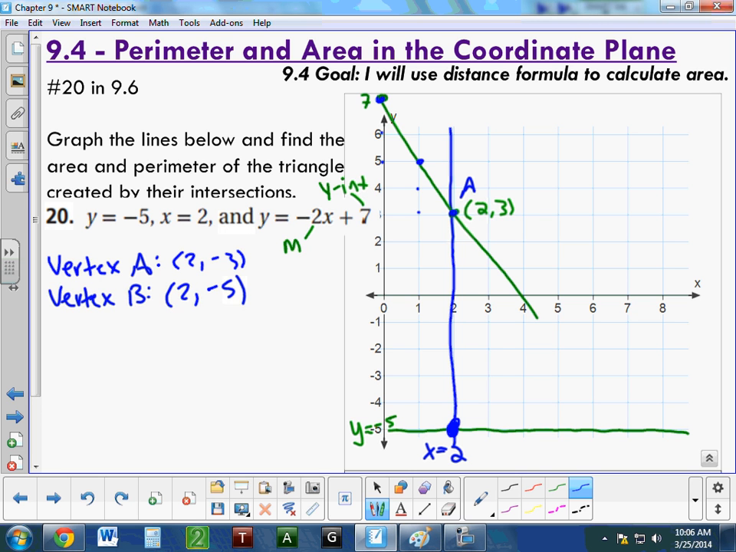Our last vertex, this is why I moved the graph. I could tell that it was going to keep going down. So down 2 over 1 would be here. Down 2 over 1 would be here. This is why it's helpful to count on your graph, because if you don't, your line starts to look a little bit off like mine did.